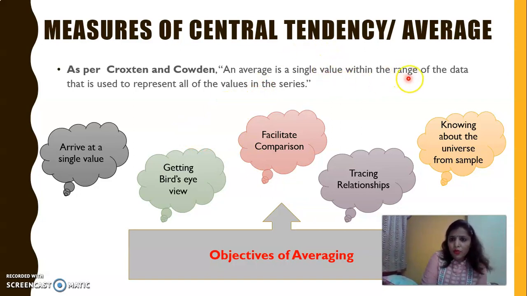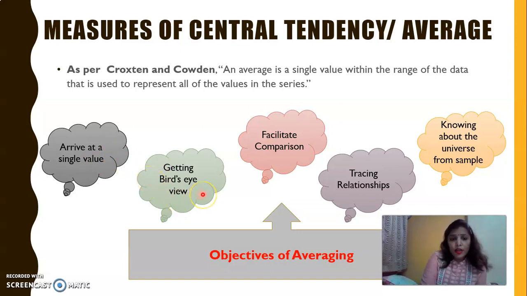It's a single value within the range of the data that is used to represent all of the values in the series. Now, what are the objectives of doing averaging? Number one, to arrive at a single value, because no human being can memorize such vast information. It is nearly impossible for me to memorize the marks obtained by every student of my class, right? But obviously I can memorize an average figure. So that will be a single value which will be easier for me to memorize and report.